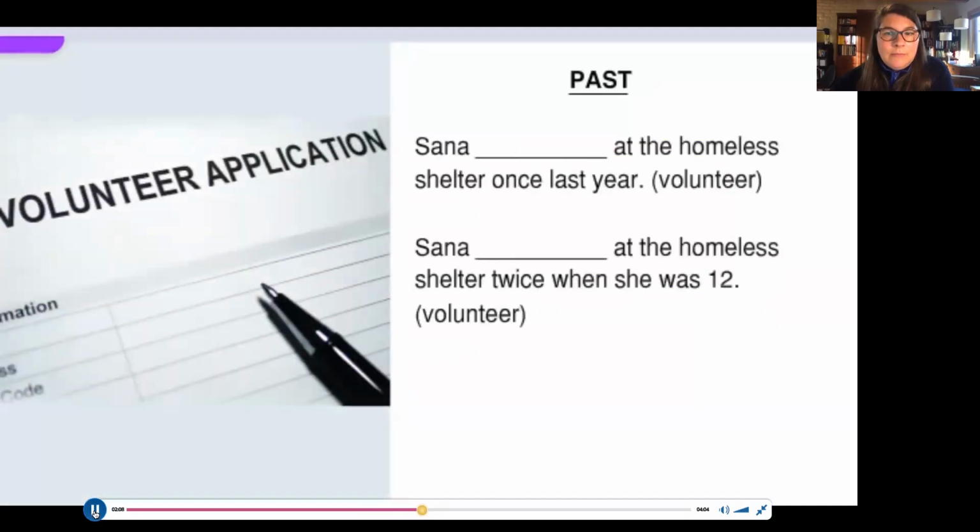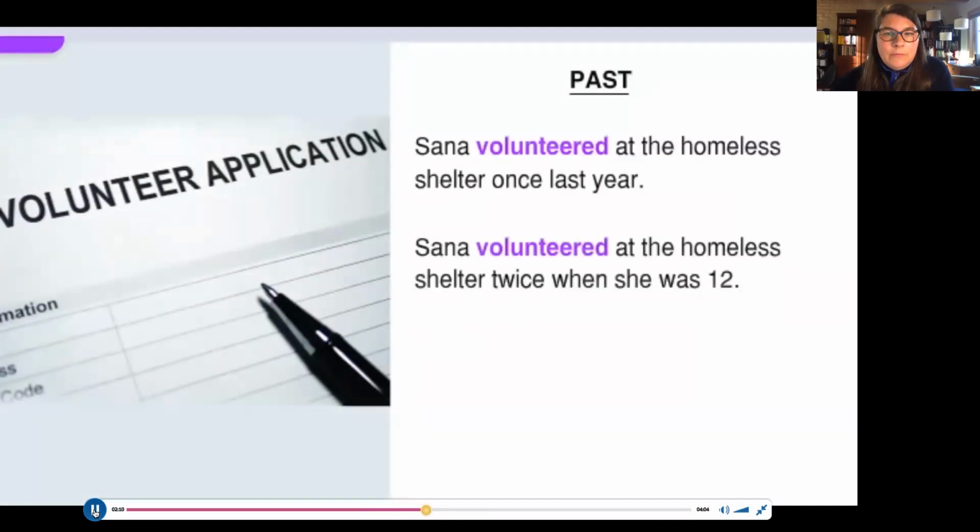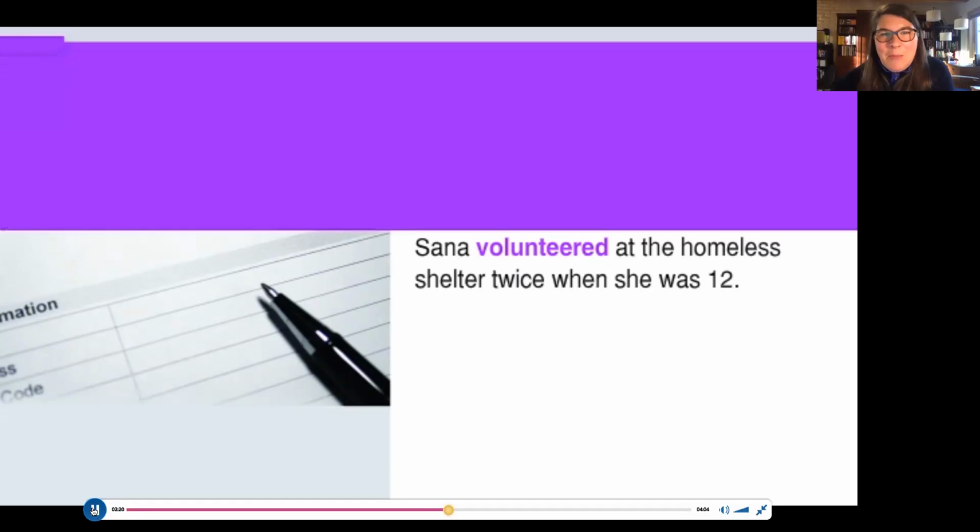How about past? Sana volunteered at the homeless shelter once last year. Sana volunteered at the homeless shelter twice when she was 12. Okay, I said past tense is a specific time in the past, not just before. What's the specific time? Last year. What's the specific time? When she was 12, 19, whatever, right? Or 2000 something. I'm old.